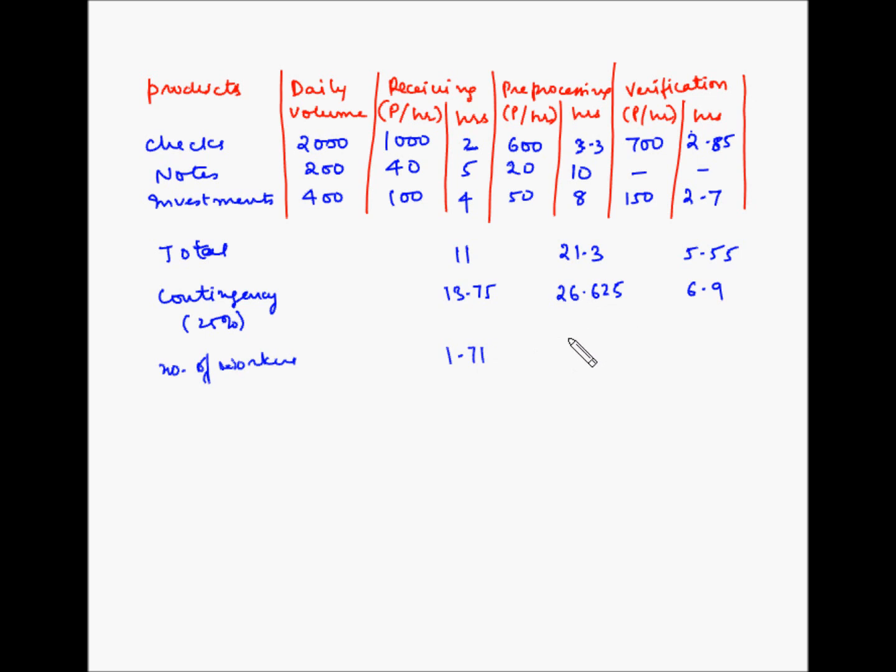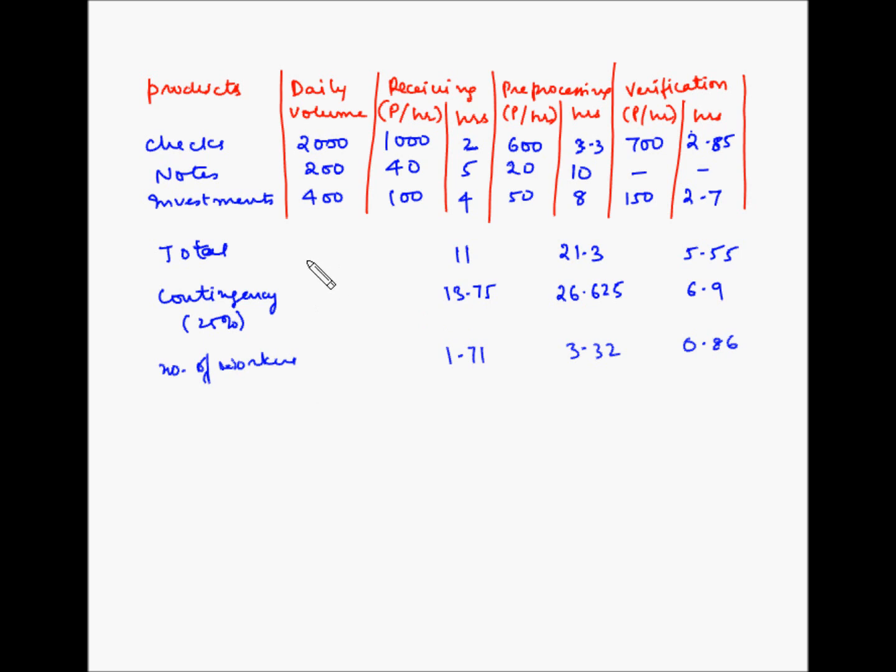26.625 divided by 8 is 3.32, and 6.9 divided by 8 is 0.86. So this is the number of employees required based on the demand of these products.